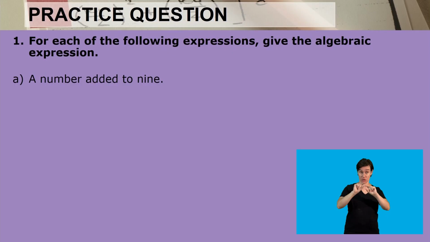The first one is, for each of the following expressions, give the algebraic expression. The first one is a number added to 9. So which means we are given sentences, we need to convert them to algebraic expressions. And this is how we would write that. It would be x plus 9.